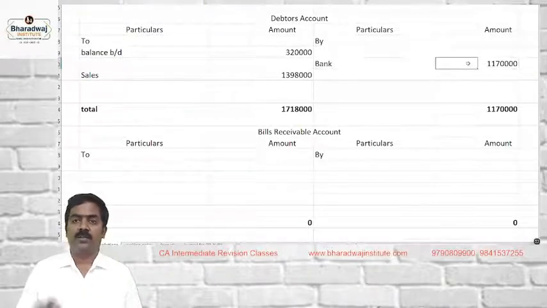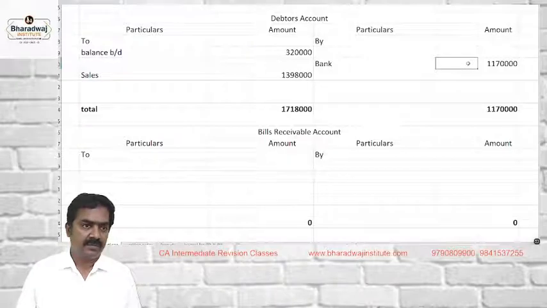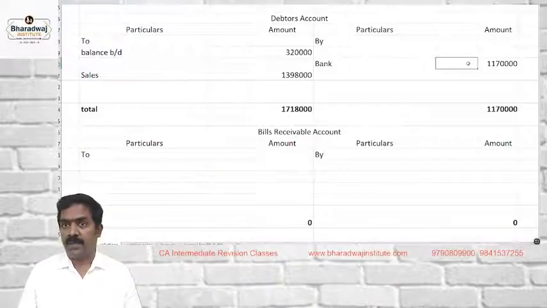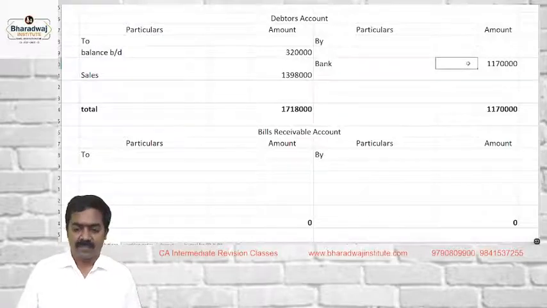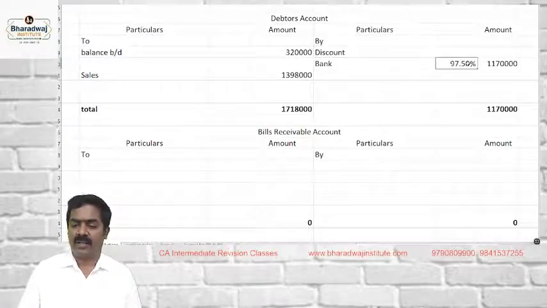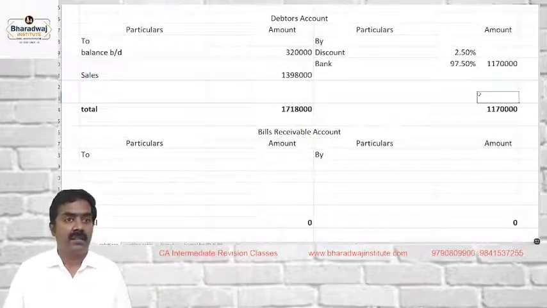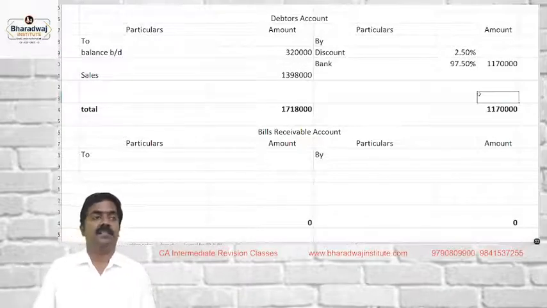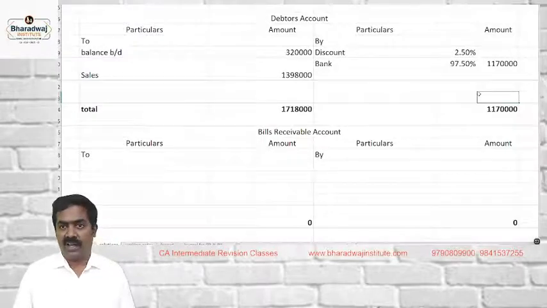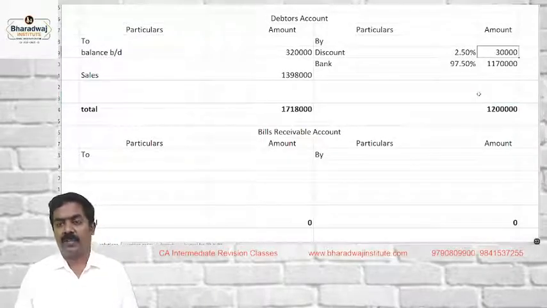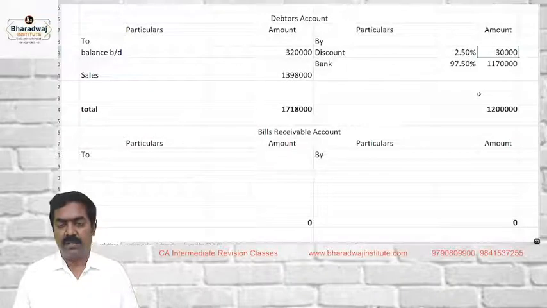By bank, how much is collected? 11,70,000. Please remember, what is the discount allowed? 2.5% means how much would have been collected? 97.5 would have been collected. If 97.5% is 11,70,000, 2.5% is how much? 30,000.